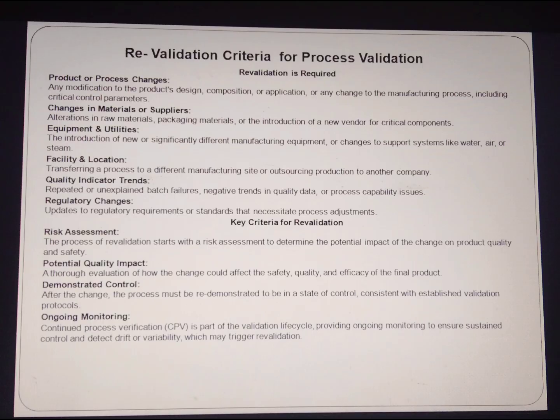Demonstrated control. After the change, the process must be demonstrated to be in a state of control, consistent, and established by a validation protocol. Ongoing monitoring. Continuous process verification, that is CPV, is a part of the validation lifecycle, providing ongoing monitoring to ensure sustained control and detect drift or variability which may trigger revalidation.